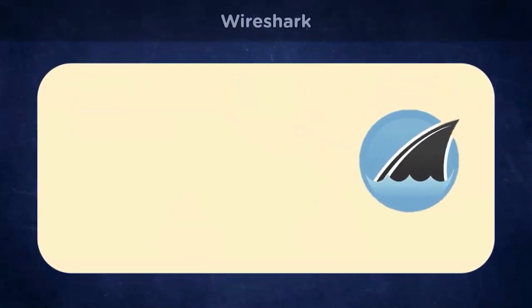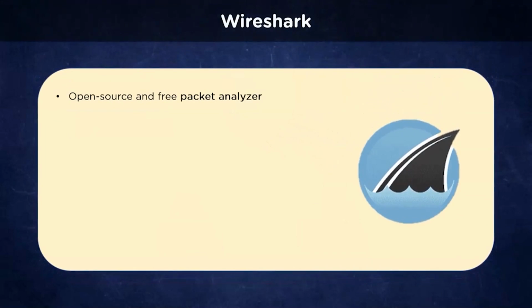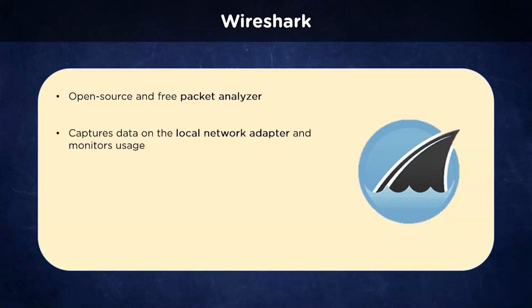At number 3, we have Wireshark. Wireshark is the world's foremost and widely used networking protocol analyzer. It lets you see what's happening on your network at a microscopic level and is the de facto standard across many commercial and non-profit enterprises, government agencies, and educational institutions.